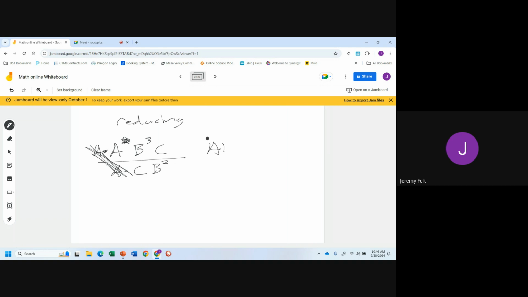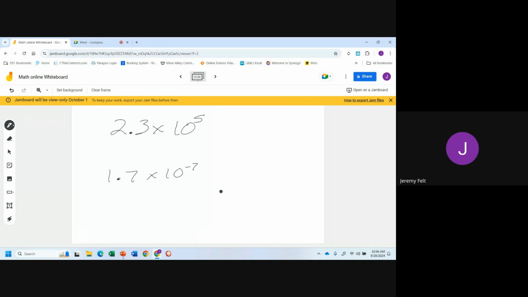So b cubed minus 2, because I'm dividing, 3 minus 2 is 1. So b to the power of 1, or we can just call that b. And then c divided by c just cancels out. So all of this reduces down to ab. Again, not solving for a and b, not setting it equal. That's as far as I can go.